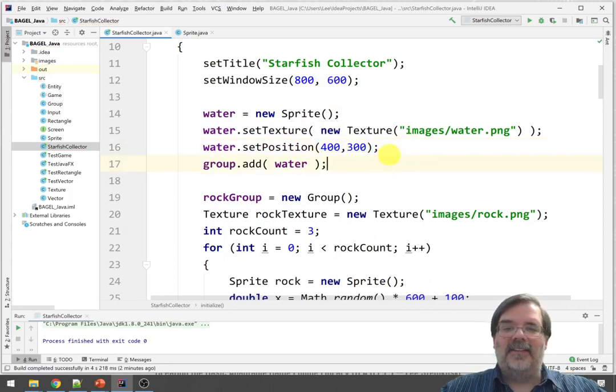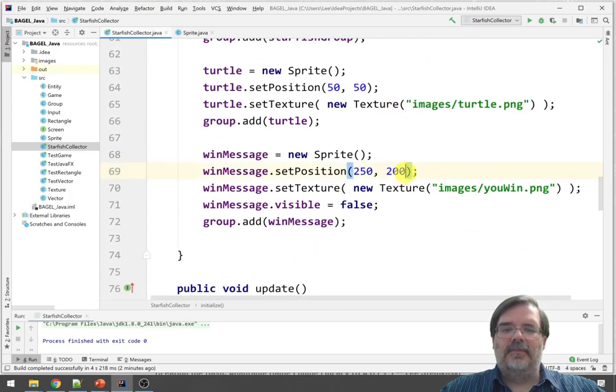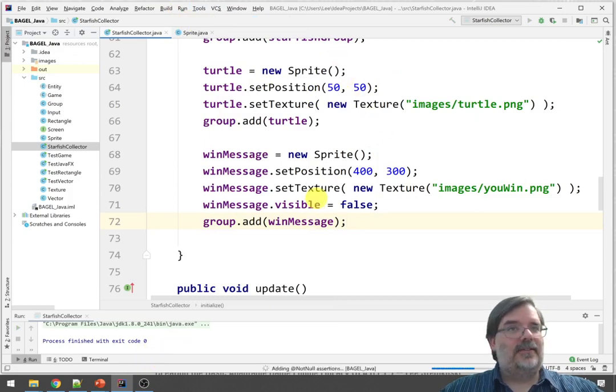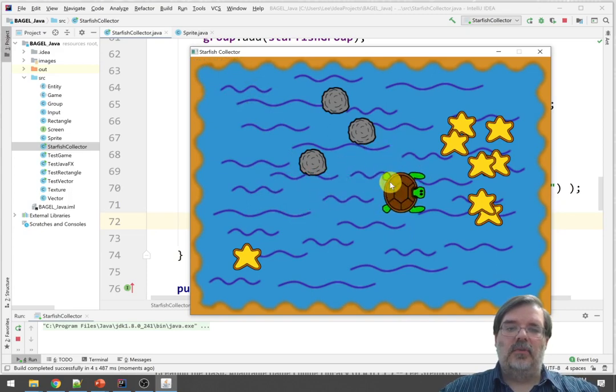This also has an added advantage that it makes it easy to center things on the screen. For example, that win message that we had, you might remember we added that down here. I was kind of guessing at these coordinates in the hopes that it would be roughly centered on the screen, but now we can perfectly center it. Set its position, the center of win message, to be the center of the screen. And that'll make some code a little bit easier. Now if we go ahead and run Starfish Collector, we should see that the water is placed at the correct position again. And so that's great. And everything like collision still works perfectly fine.